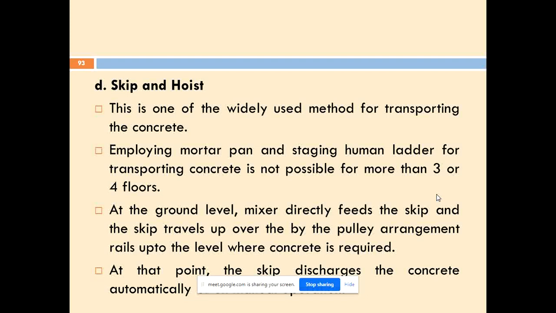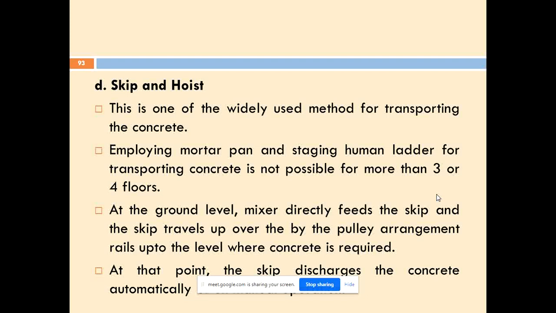So for the skip and hoist method, as already told, there are three types: chain hoist, platform hoist, and skip hoist. The skip and hoist method is quite economical and efficient compared to the chain hoist and the platform hoist methods. And here the quality of segregation will depend on the extent of travel, how much time it takes to travel from ground level to the higher level.